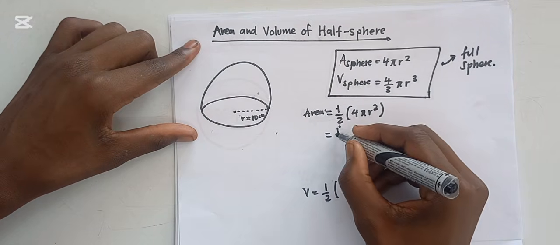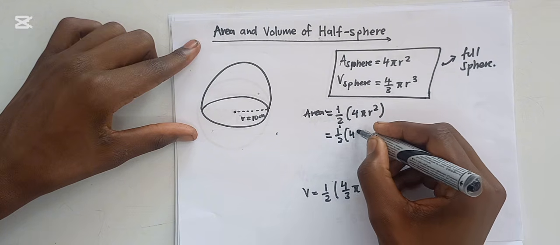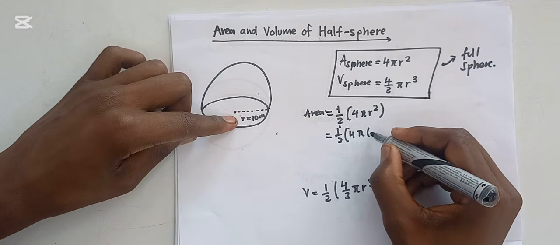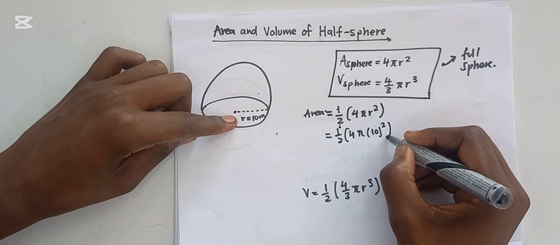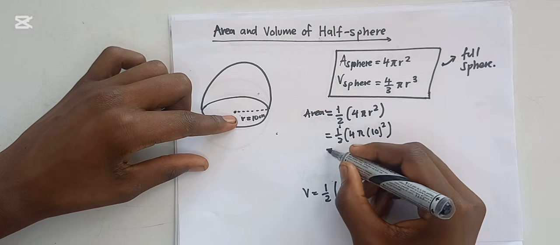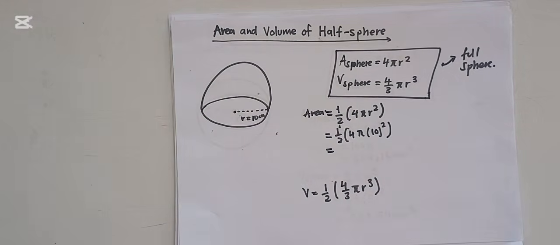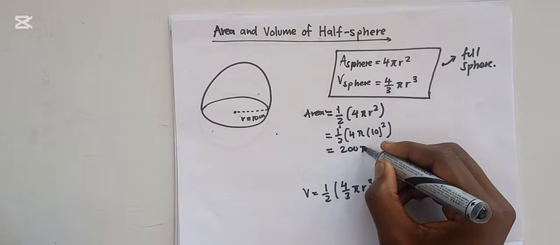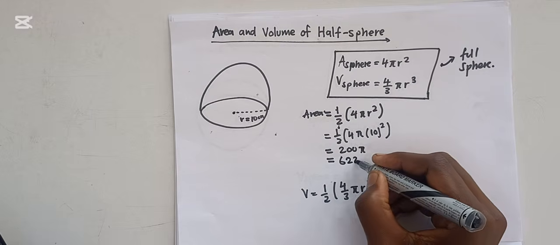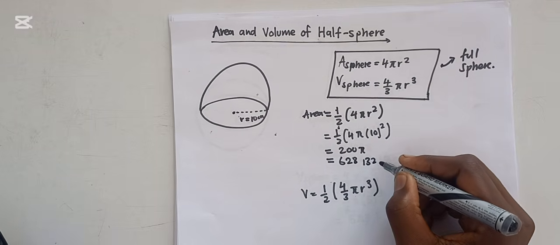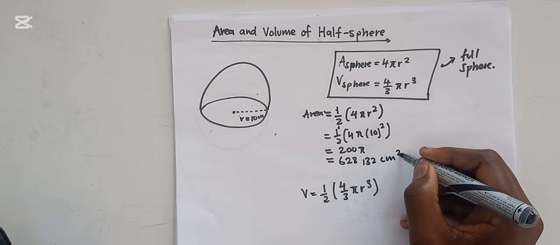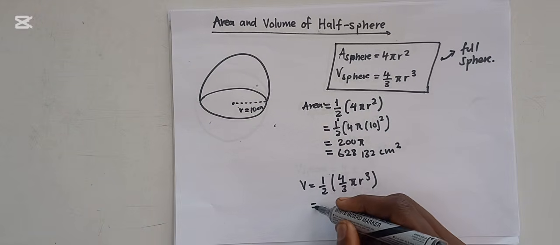So this is going to be 1/2 times 4 pi, and our r is 10, squared. If you work this out in a calculator, you're going to get 200 pi, which is 628.32 centimeters squared.